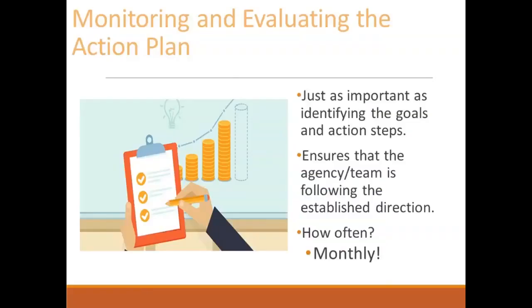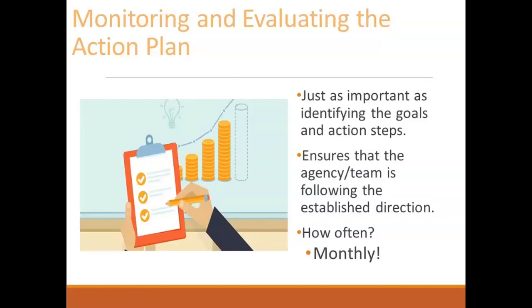Monitoring and evaluating the action plan is just as important as identifying the goals and action steps. An action plan doesn't do you much good if it's never looked at, reviewed, or updated. Again, it should be fluid and living. Goals might be long-term, but objectives should be small and achievable monthly. This means we should be looking at our action plans monthly to update those objectives and add new ones as needed.